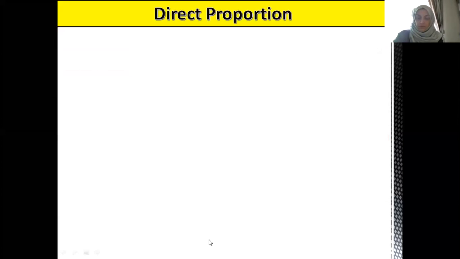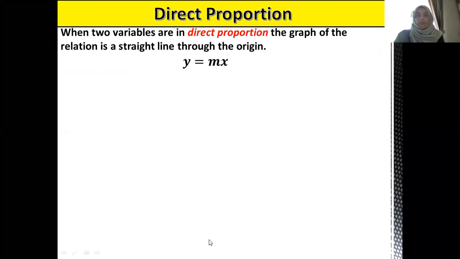صح? After that, we said that any two variables that are in direct proportion, they have a relationship. This relationship can be shown on a straight line. This straight line passes through the origin. The general formula for any two variables that are in direct proportion is y equals mx. ما رح نقول plus c. وقلنا ما بدنا نقول plus c because simply it passes through the origin. So the y-intercept is the 0 point. The y-intercept رح يكون 0 فما في داعي نكتب بلس سي.